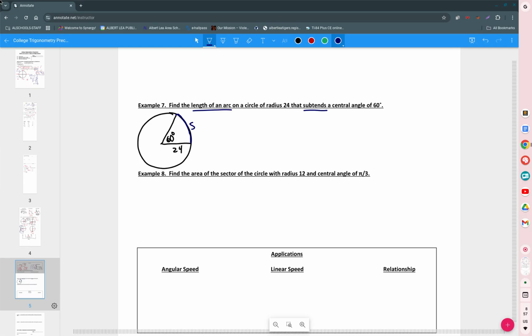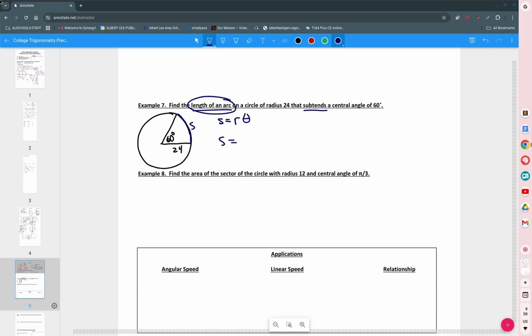And so what you need to be able to do on your test is to recognize that you are looking for length of an arc. And so therefore I use the formula S is equal to R times theta. Everybody good with how I came up with the formula? Let's make use of it.